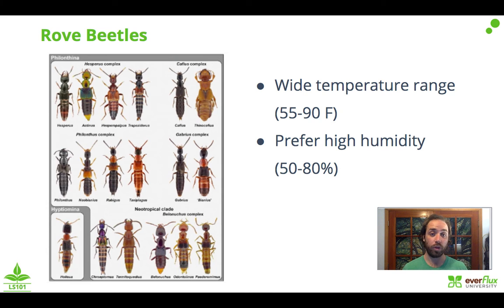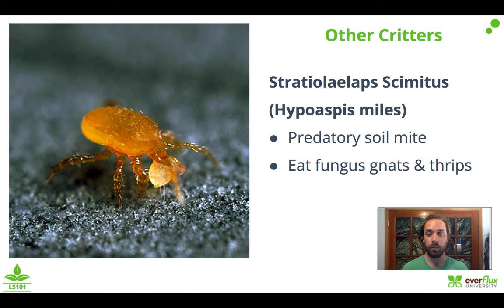Now, if you're growing indoors or in a greenhouse, the humidity might be suitable for rove beetles. And then finally, some other critters that you may want to intentionally introduce to your soil, or again, that may just show up in your soil if you have a healthy ecosystem and organic matter for them to eat, and you're not in a totally closed environment, either indoors or in an apartment or something like that.